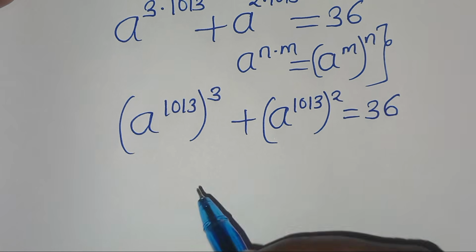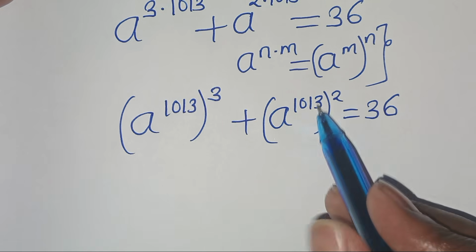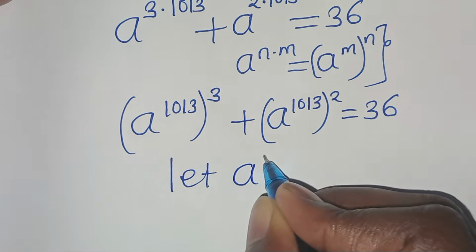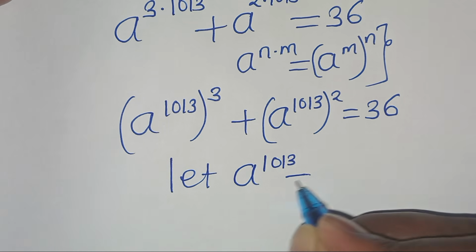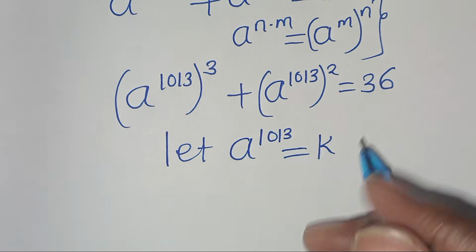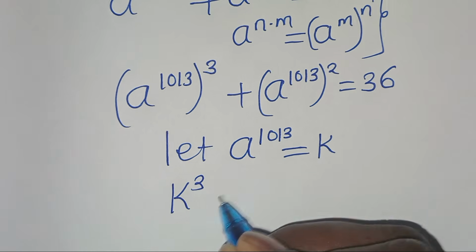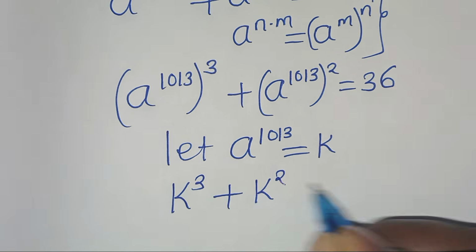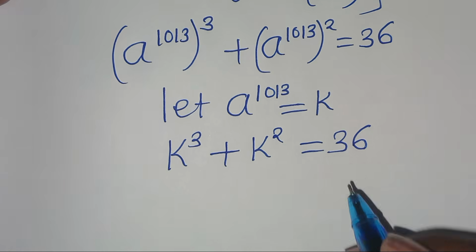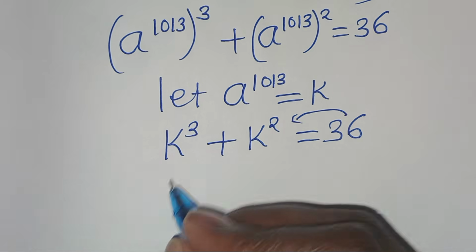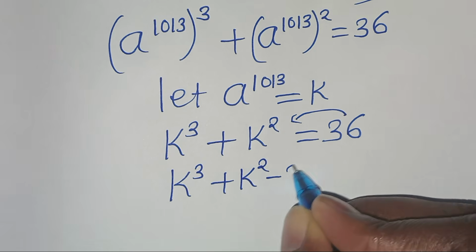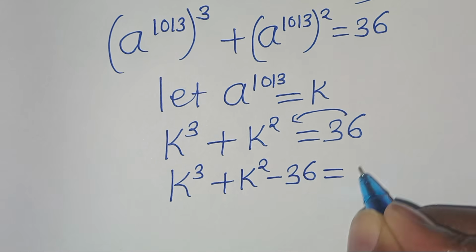The next step is that we have a to the power of 1013 common here. So we can let a to the power of 1013 be equal to k. So let's express this equation in terms of k. So we have k to the power of 3 plus k squared. This is equal to 36. The next step is to take 36 to the left hand side so that we have k to the power of 3 plus k squared minus 36. This is equal to 0.